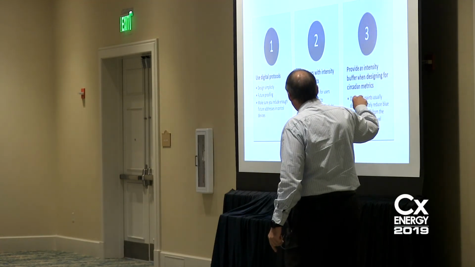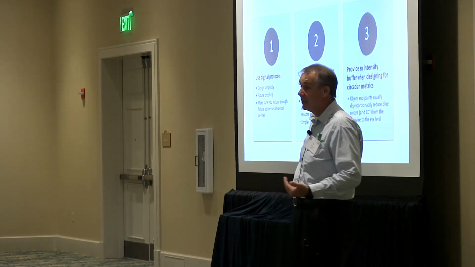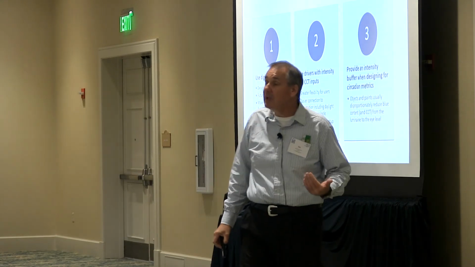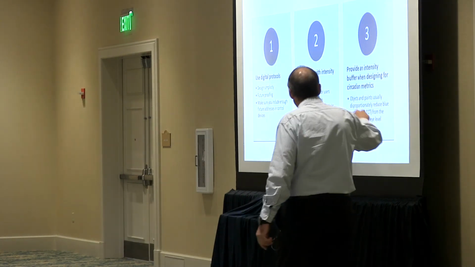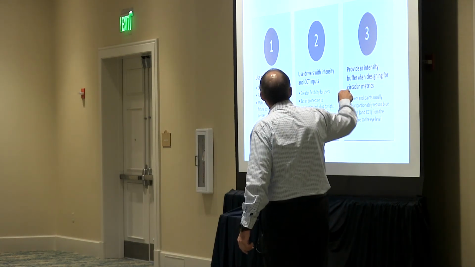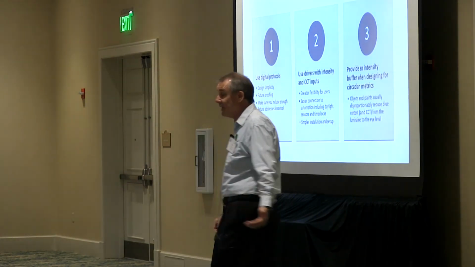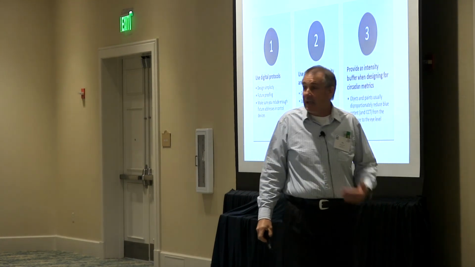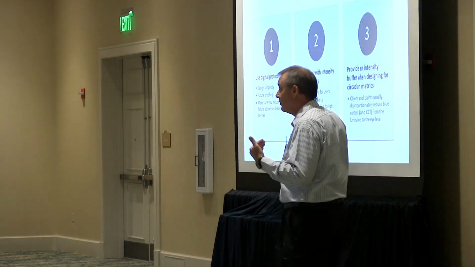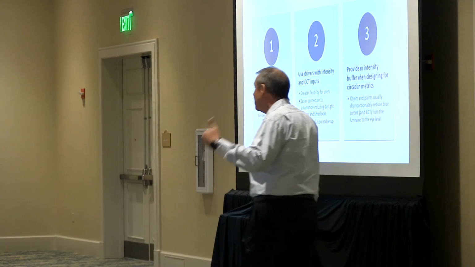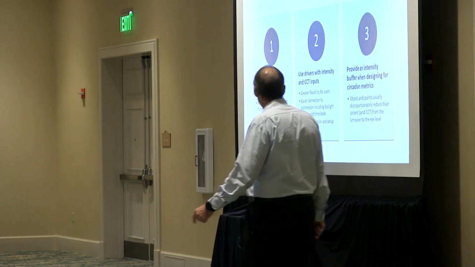Use drivers with intensity and correlated color temperature input. This gives the better flexibility and the better chance that you're going to meet the sequence of operation that you worked out with the customer. And then provide intensity buffers when designing for circadian metrics. So if any of you do WELL building design, it is one of the measurements that they're going to look for in a room, and you need a buffer on intensity to bring the CS up to the value that you need because of absorption on walls, furniture, etc., etc.